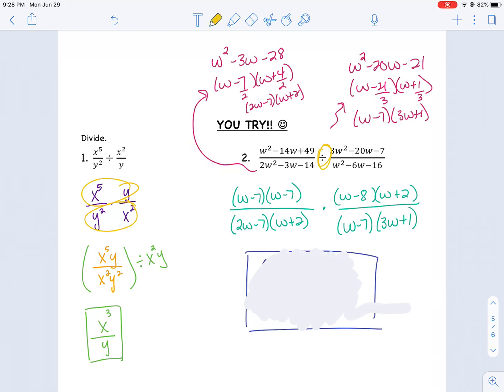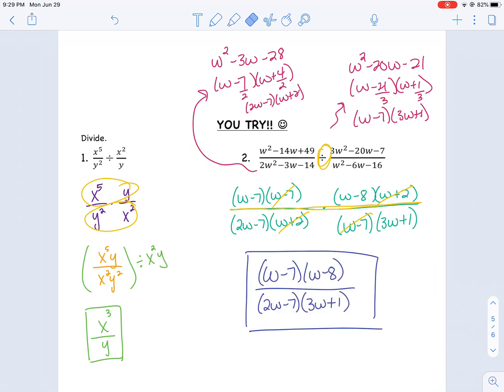Now that I have a multiplication problem, I know that I can put my numerators with my numerators and my denominators with my denominators, and then I can reduce common factors. I see a w plus 2. I see a w minus 7. Oh, looks like that's the only common factors that I have left. So I have a w minus 7 times a w minus 8 in the top. I have a 2w minus 7 and a 3w plus 1 on the bottom. No other common factors. It looks like that's as simplified as it's going to get.